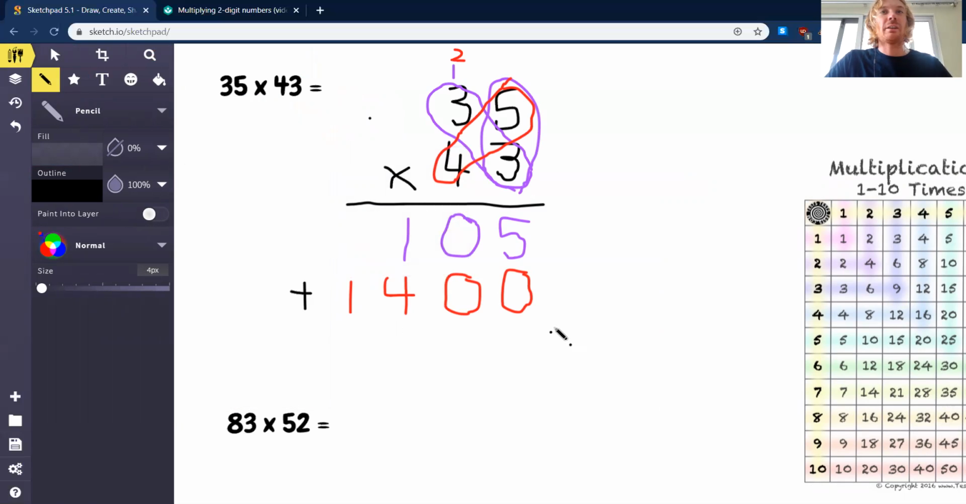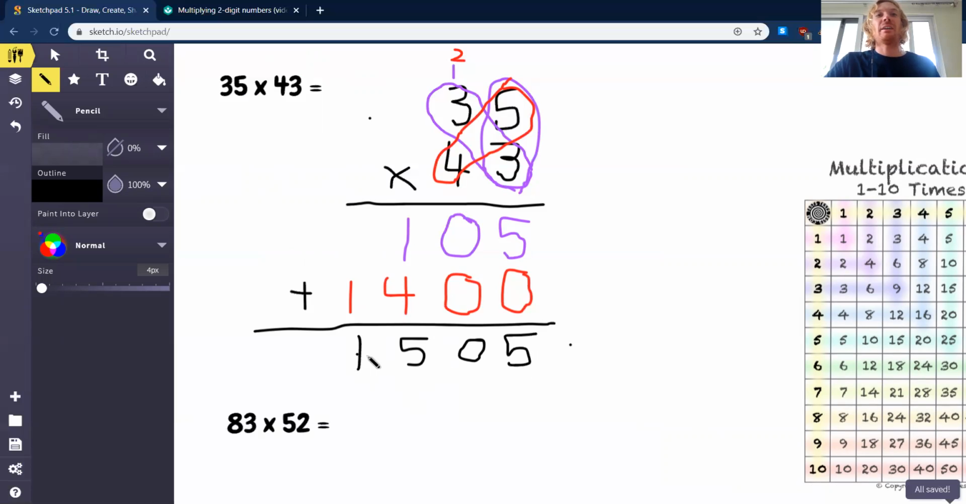I'll put a plus sign because I'm going to add these together now to tell us our answer. So I'm just going to do a normal addition. 5 plus 0 is 5. 0 plus 0 is 0. 1 plus 4 is 5. And nothing plus 1, 1 plus nothing is 1. So then we have our answer. It is 1,505.